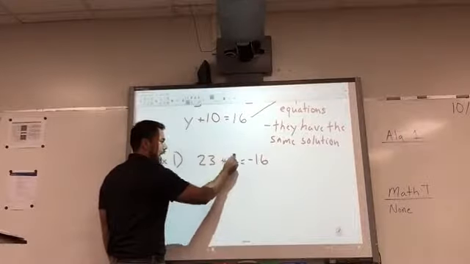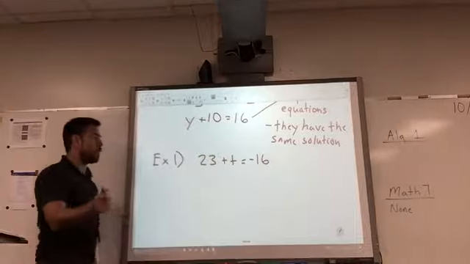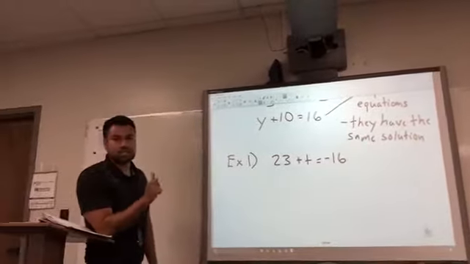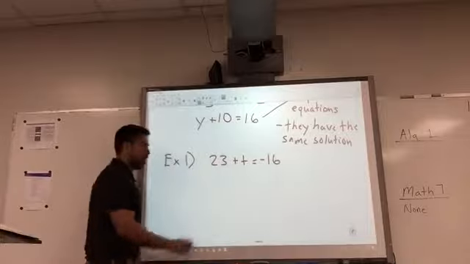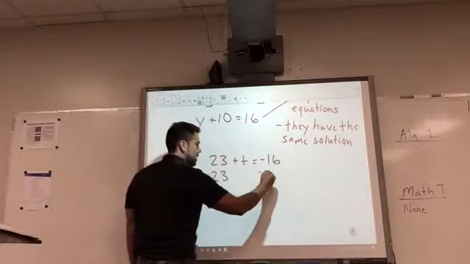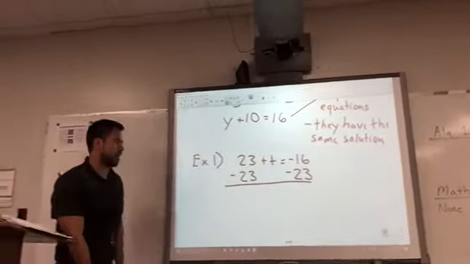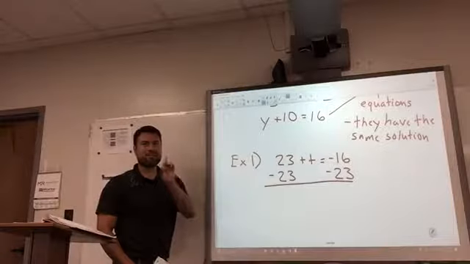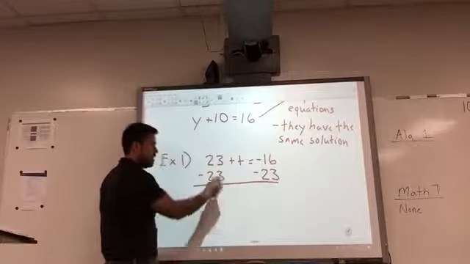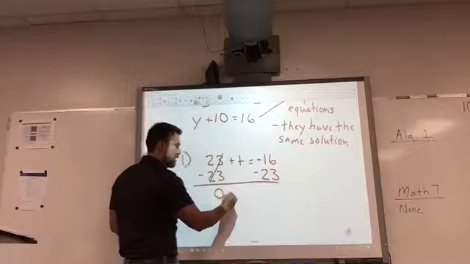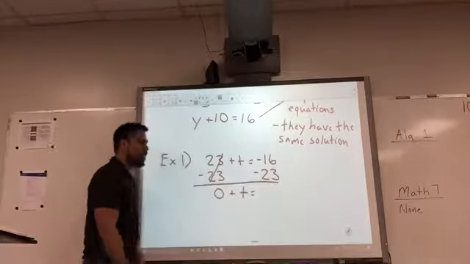Look at the variable, and what is going on with the variable? It is being added with 23. Good, or a positive number. What undoes addition? Subtraction. So what would I have to do to both sides to get t by itself? Subtract 23. That's your work. And I draw a little line here to distinguish that I'm subtracting 23 from both sides. Okay, what's 23 minus 23? That's 0, right? And I'm going to write this the first time. You don't have to do it later, but I'm going to show you something. So it's 0 plus t equals, what's negative 16 minus 23?